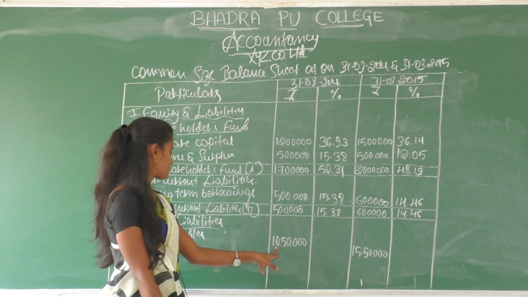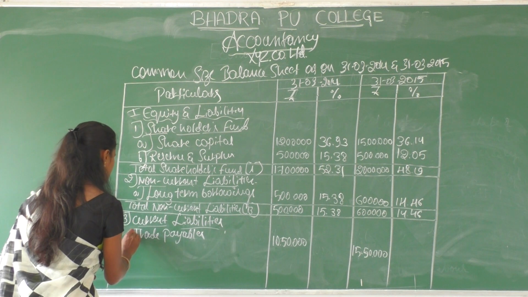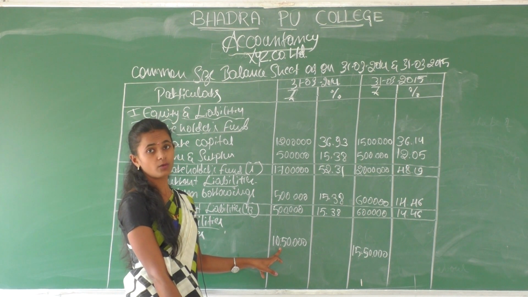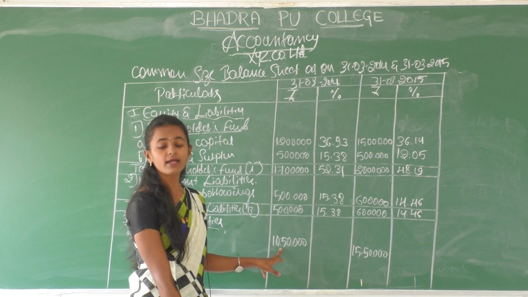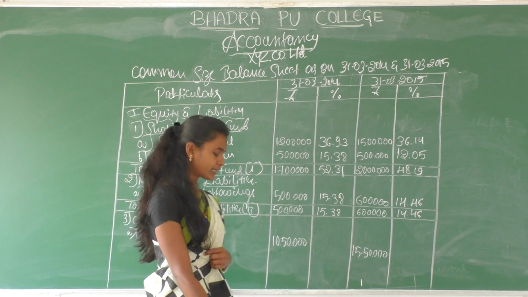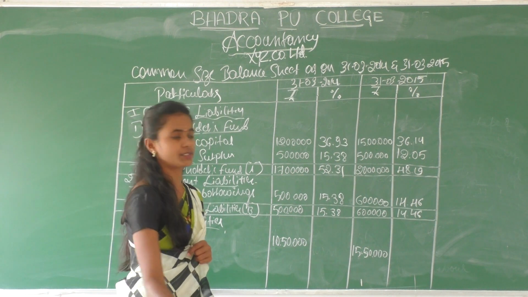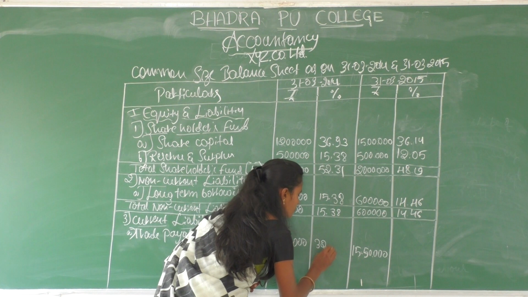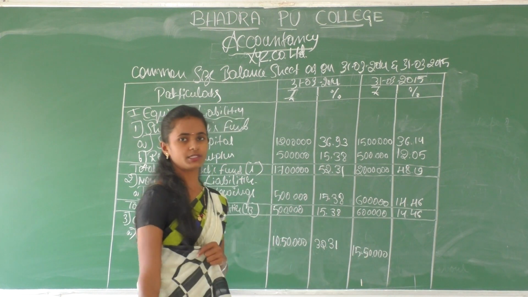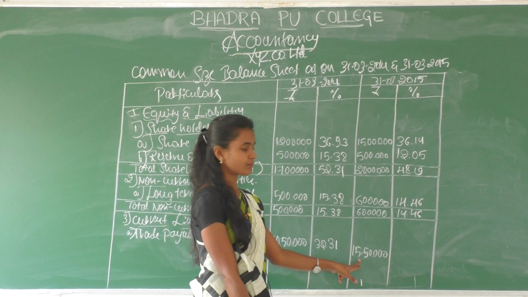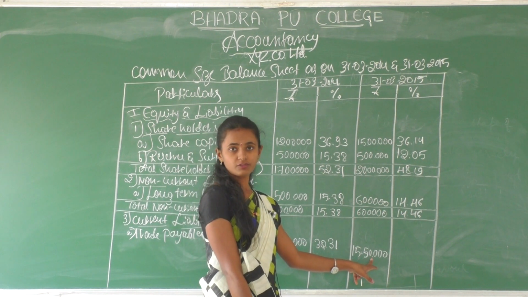Again, the calculation. In case of 2014, trade payables is 10,50,000 divided by our common value, 32,50,000, into 100, then you will get 32.31 percentage. And in case of 2015 our trade payables amount is 15,50,000.